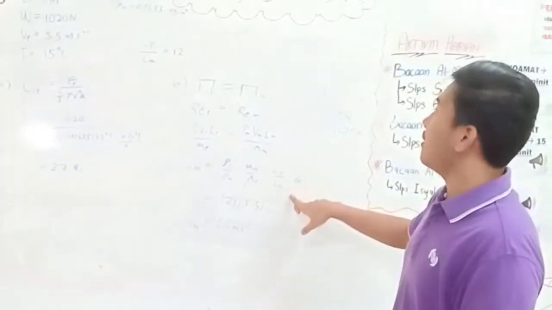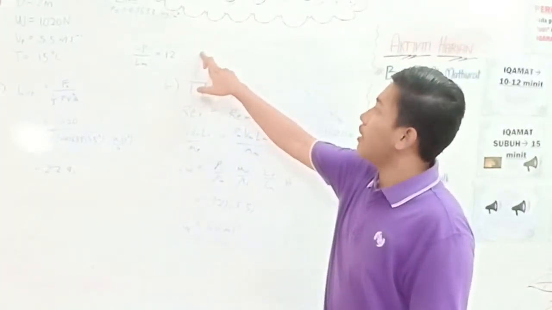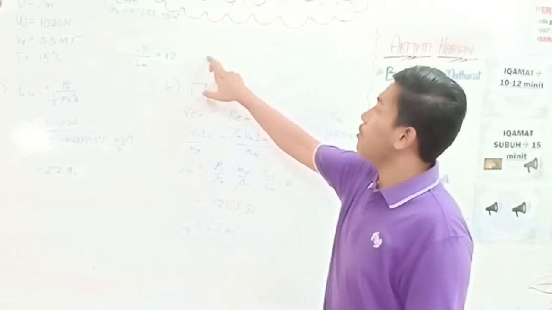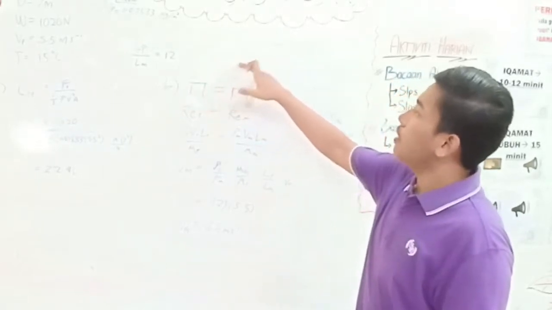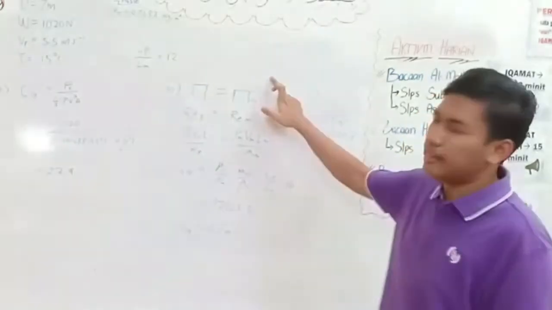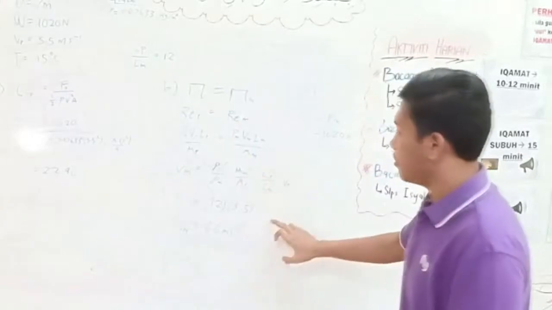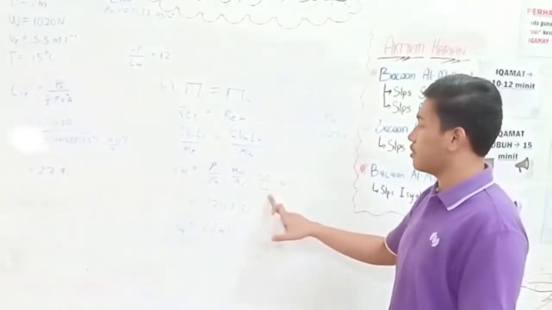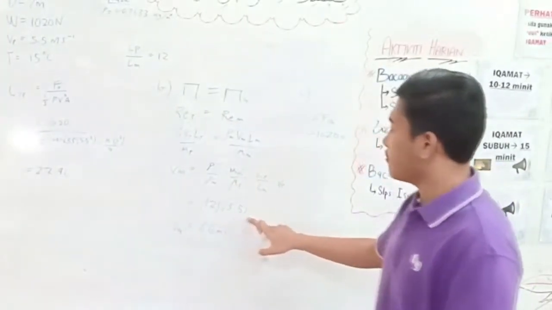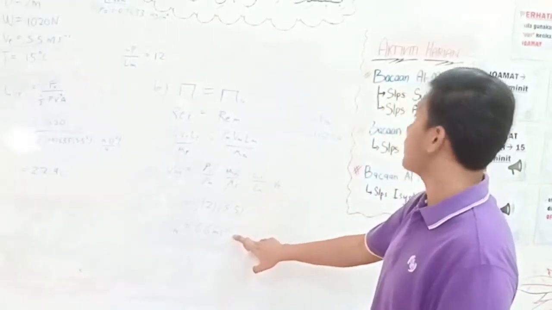For LP over LM, we can get it from the question. L model is equal to 1 over 12 of the length of the prototype, so we can get LP over LM equal to 12. So we just substitute this into the equation: 12 times 5.5, and we get the velocity of the model, which is 66 meter per second.